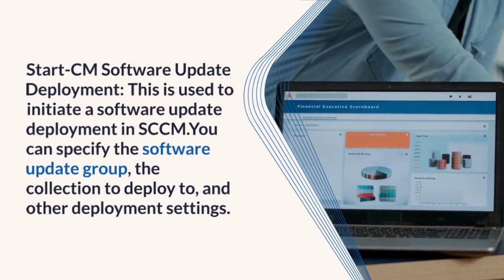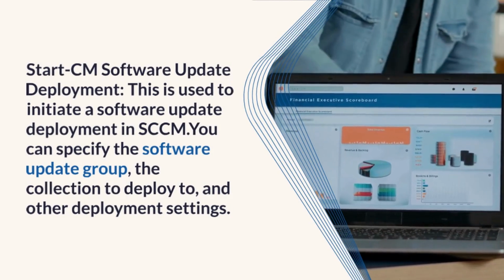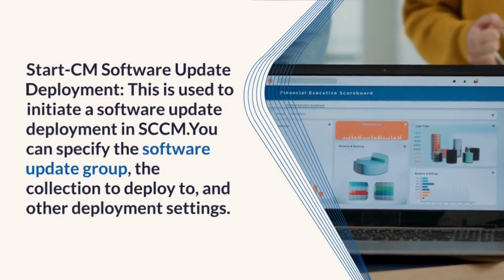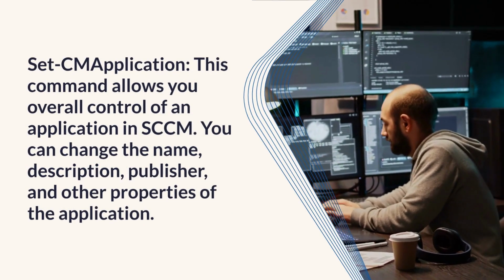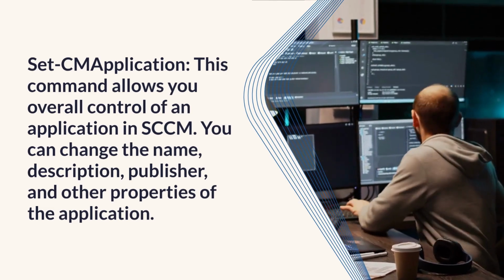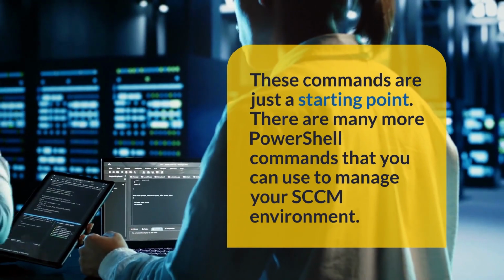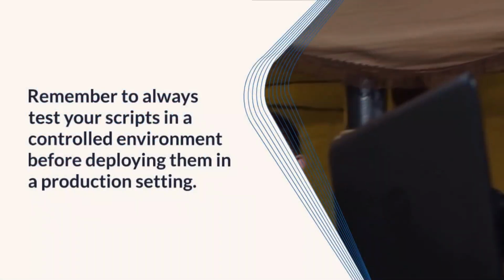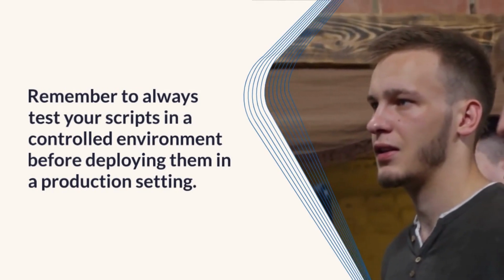Start-CMSoftwareUpdateDeployment: this is used to initiate a software update deployment in SCCM. You can specify the software update group, the collection to deploy to, and other deployment settings. Set-CMApplication: this command allows you overall control of an application in SCCM. You can change the name, description, publisher, and other properties of the application. These commands are just a starting point. There are many more PowerShell commands that you can use to manage your SCCM environment. Remember to always test your scripts in a controlled environment before deploying them in a production setting.